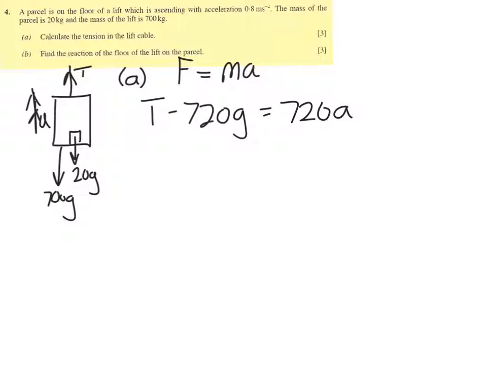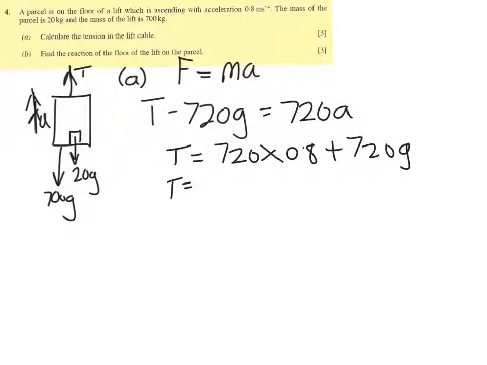Okay, right. What do we know? We know the acceleration is 0.8, so I can rearrange this to get T equals 720 times 0.8 plus 720 times 9.8, or g. Okay, stick all that into your calculator and you should get 7,632 newtons. Don't forget the units. Underline it so the examiner can find it nice and easily.